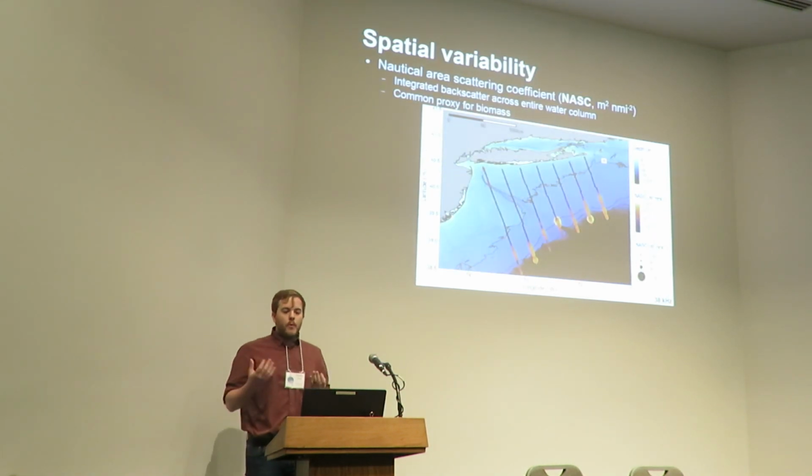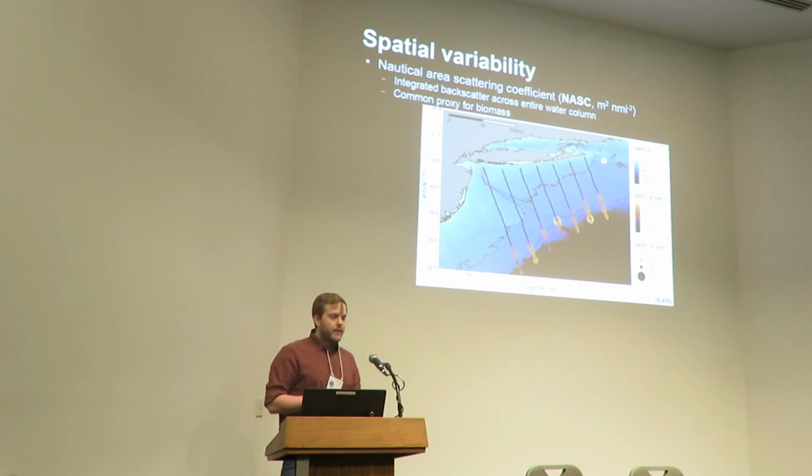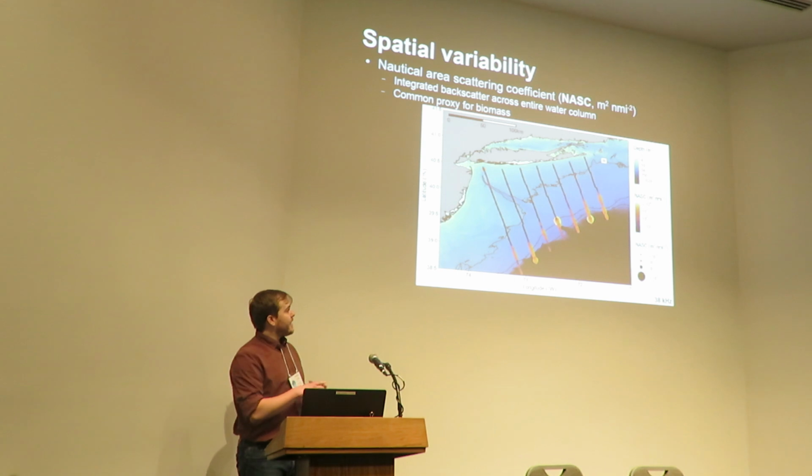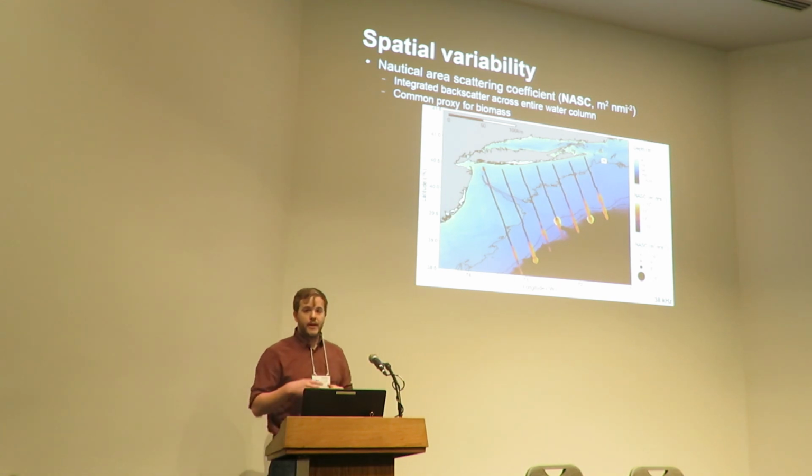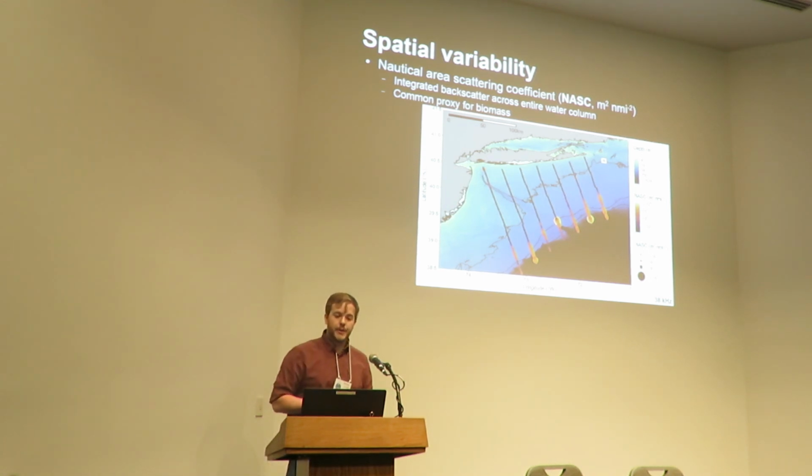So the whole point of collecting backscatter data is to look at spatial variability, or first look at spatial variability. So again, we have those 7 transects. This represents our acoustic backscatter data over those 7 transects. Look at how things are varying spatially.